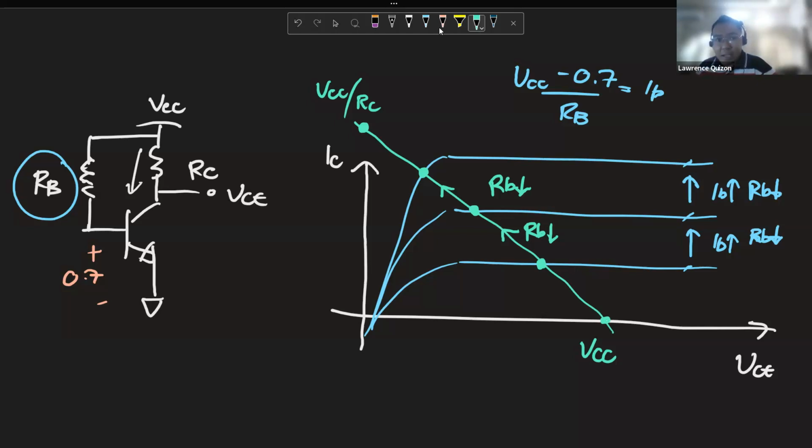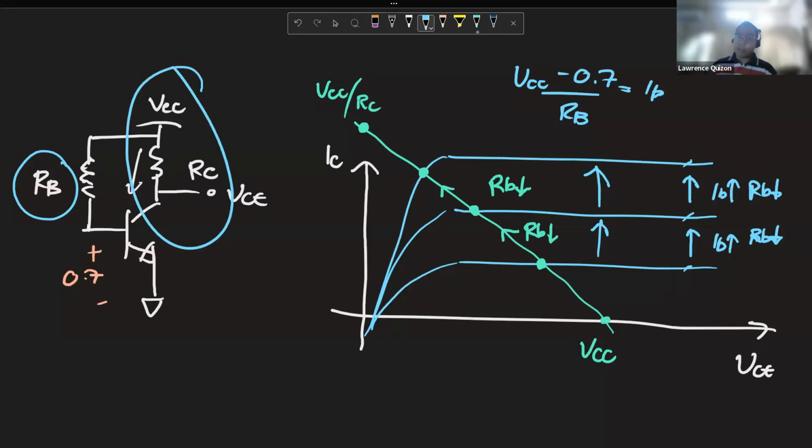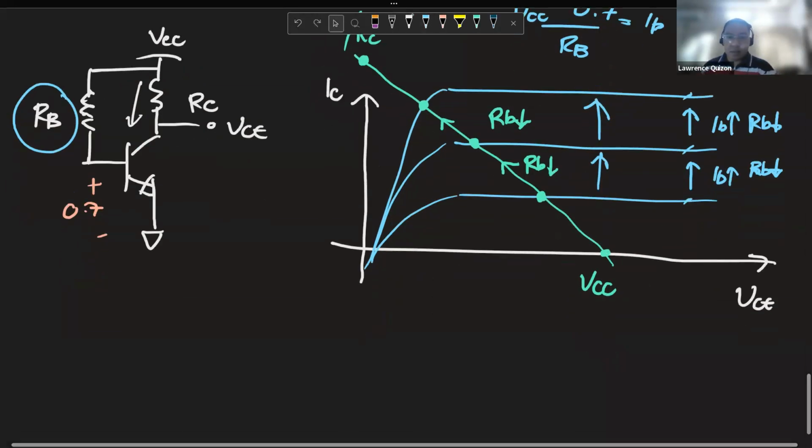What it changes is the biasing of the BJT. What it changes is the IC versus VCE curve of the BJT, because it changes IB. But it doesn't affect the load line, because the load line only depends on these guys. Right? So that's varying RB.